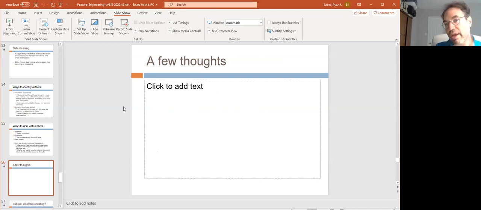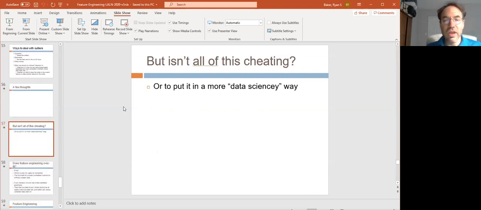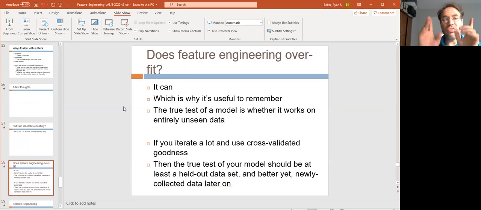A few thoughts. I think that actually Adriana's question kind of presupposed this. It kind of caught on this. Isn't all this cheating? Or to put it in a more data science-y way, doesn't feature engineering overfit? Well, yeah, it really can. Which is why it's useful to remember that the true test of a model, like I mentioned at the beginning, is whether it works on entirely unseen data. If you iterate a lot and use cross-validated goodness, you're going to get better numbers just by whacking the data too much. So if you iterate a lot, the true test of your model should be at least a held-out data set. Better yet, newly collected data later on after you've published the details of your model.